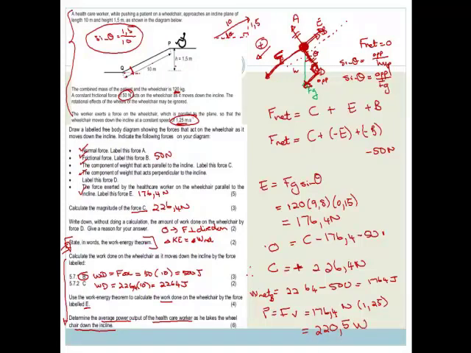And that, grade 12, is how you do this very, very nice long question. Please make sure you can apply your work-energy theorem and use your power equations to work out this type of question, because this type of question comes up often.